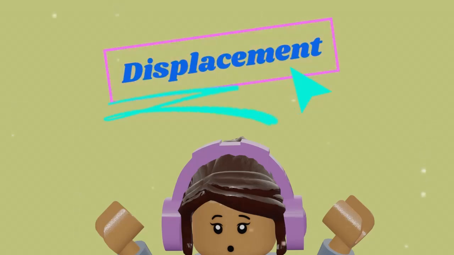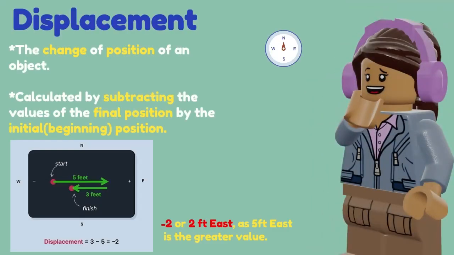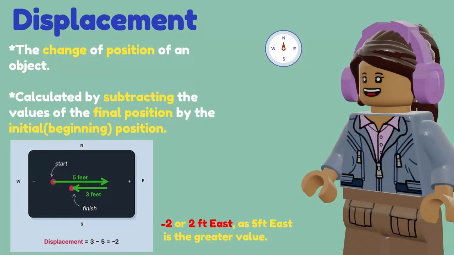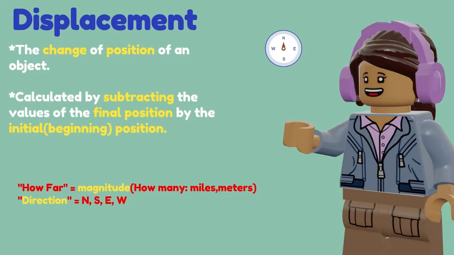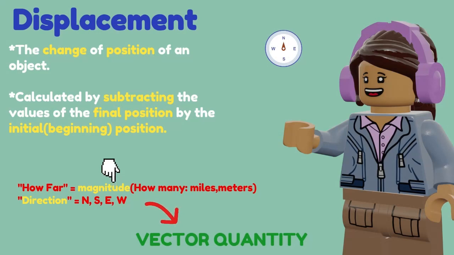And now we move on to displacement. So basically, displacement is a measure of change in position of an object. So it can change from north to south, from east to west. It basically includes how far an object has moved and the direction of its movement, from its initial point to its final point. Displacement, unlike distance, is a vector quantity, which means it has both magnitude, numbers, and direction, north, south, east, or west.